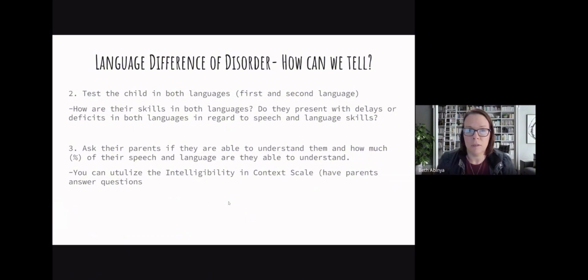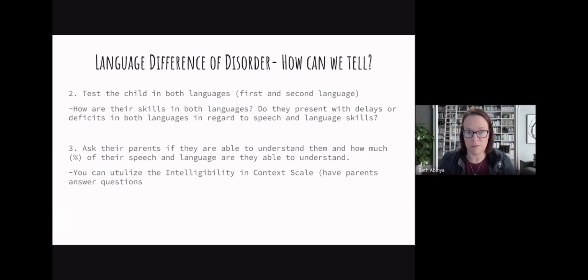And then the next one: test in both languages. How are their skills in both languages? How are their speech and language in their first language, and in the second language? Ask the parents. We want to know: is there a delay or disorder in their first language, or is their first language fluent with no issues, and they're just English language learners?